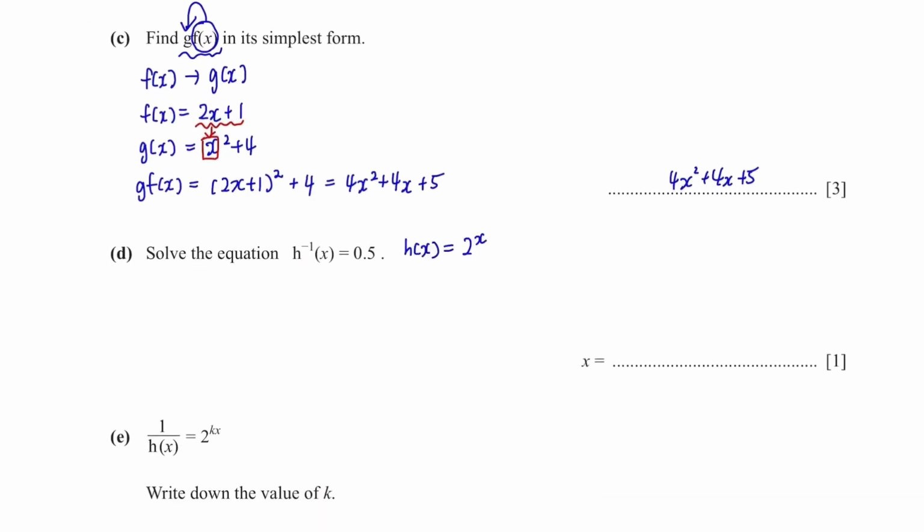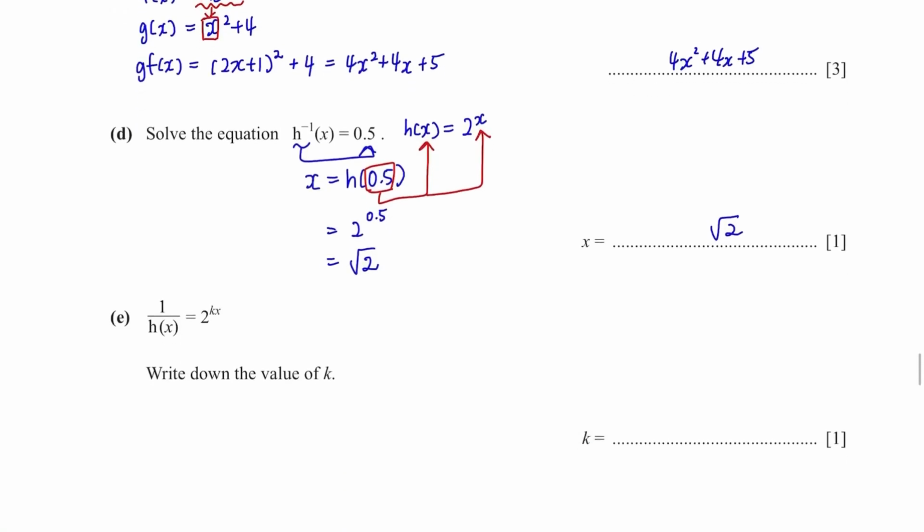Part D. Solve the equation h inverse of x equals 0.5. Similar to part B, we can move h to the other side and put it as x equals h of 0.5. Basically, if you substitute 0.5 into h of x, you'll be able to find the value of x. It's 2 to the power of 0.5, so the square root of 2.